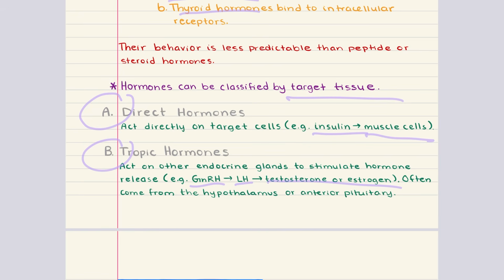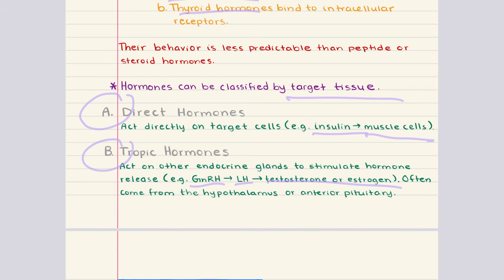These hormones are also often secreted by the hypothalamus or anterior pituitary. And again, they play a central role in coordinating complex feedback loops in the endocrine system. So to summarize, hormones can be categorized either by their chemical structure, peptide, steroid, or amino acid derived, or they can be categorized by the type of tissue they act on, whether that's direct or tropic.